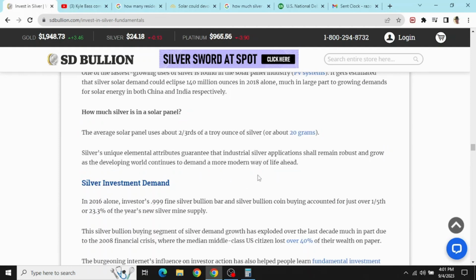And I don't think, when this article was written, the term "go green" was really all that big as it is now. So a key word right here for me is robust. And I think the industrial application will be robust because of my own personal experience and of what this says right here. It says 2/3 of a troy ounce of silver is used in one solar panel.